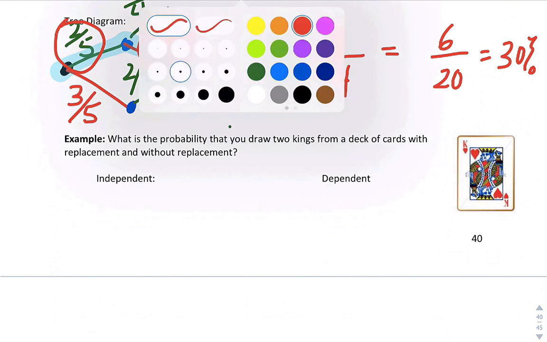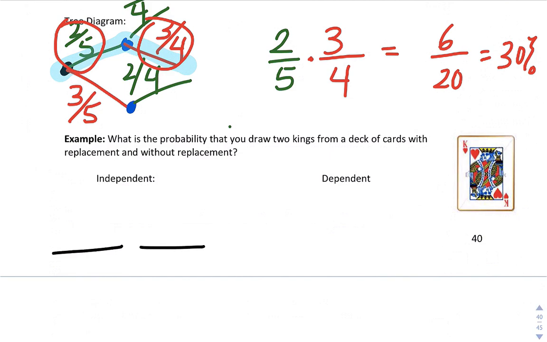You can make a tree diagram. I feel like it's easier to just do this. All right, two draws. So if it's independent, that's with replacement. So you're putting it back in the deck, so the next draw doesn't depend on the first. So there are 4 kings in a deck of 52 cards. And so each draw is the same because you put it back in the deck.